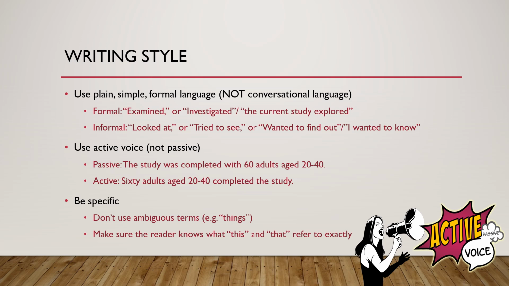The rule of thumb that I learned when I was getting active and passive in my head was, if you can add "by zombies" anywhere in your sentence, that means that it is a passive voice. So the study was completed by zombies. That's your silly passive voice there. Whereas active, you can't fit that in anywhere. Just really think about, is the subject of my sentence at the beginning of the sentence or not? Also be specific. Don't use ambiguous terms like things and stuff and ideas. Those don't really mean anything.